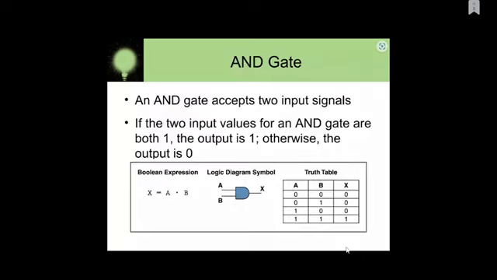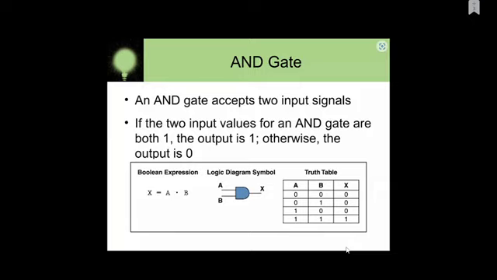Coming to another gate, the AND gate. It specifies the multiplication operation. It has two inputs and one output. Here I can represent the logic diagram of the AND gate and also the Boolean expression X equal to A into B. X is the output, A and B are the inputs, and A into B specifies the multiplication operation.